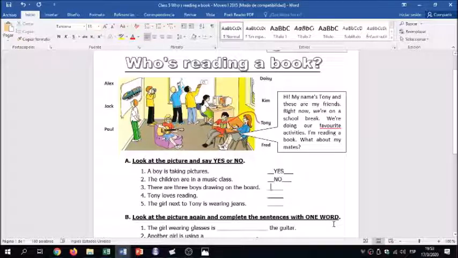Sentence number 3. There are 3 boys drawing on the boards. Is that true or is that false? So how many boys can you see drawing on the boards? ¿Cuántos chicos pueden ver dibujando en el pizarrón? Yes, only 2, not 3. So again, this is false and therefore we write no.